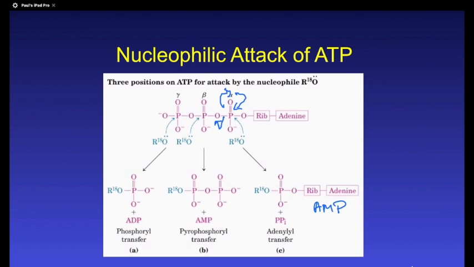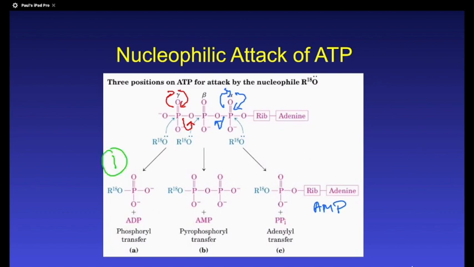If by chance, though, the nucleophile attacks at the gamma, you'll see the electrons kick up, you'll see the electrons kick back down, and you'll see this bond broken where the electrons go onto that oxygen. And what you have is a leaving group of adenine, ribose, and diphosphate, ADP, and your molecule will have 1 phosphate added on. In the beta, AMP falls off, and you've got 2 phosphates attached. All right?